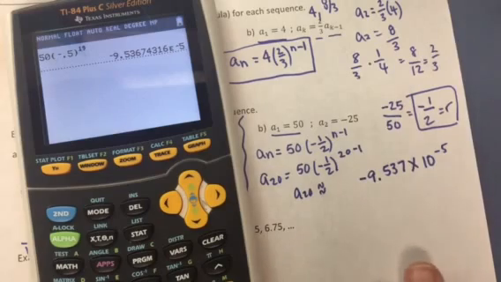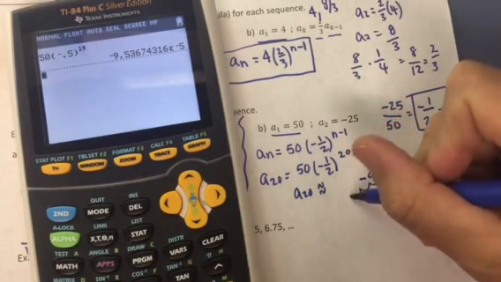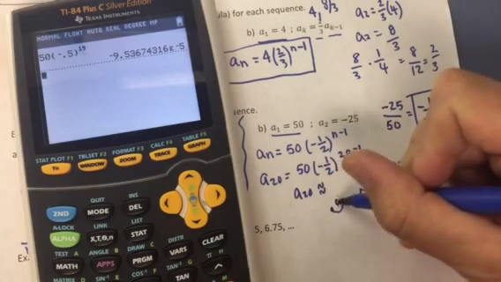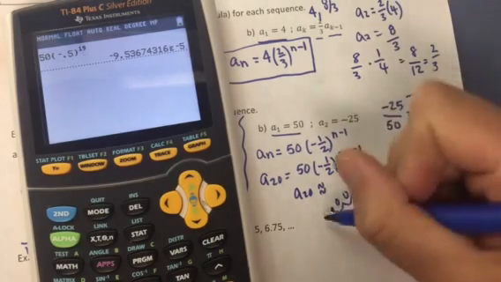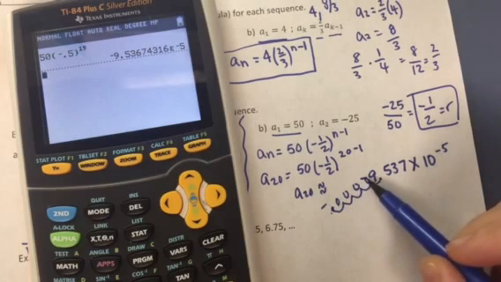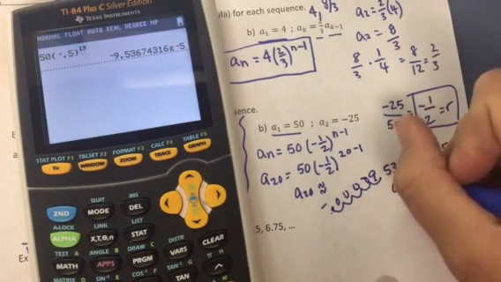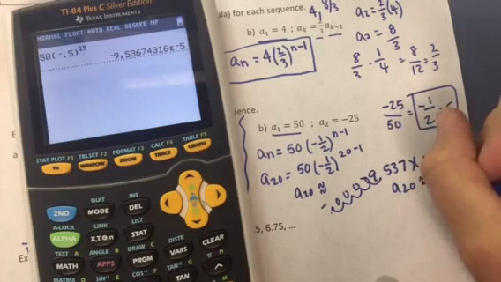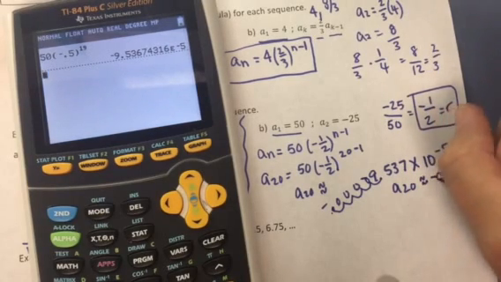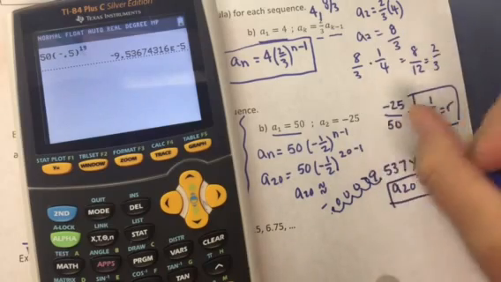So this is scientific notation, and it's telling us to move our decimal over 1, 2, 3, 4, 5 places to the left of that. So really, it's like negative 0.00009537 and so on. So I'm just going to round this and say that a sub 20 is approximately negative 0.0001. So it's a pretty small number.